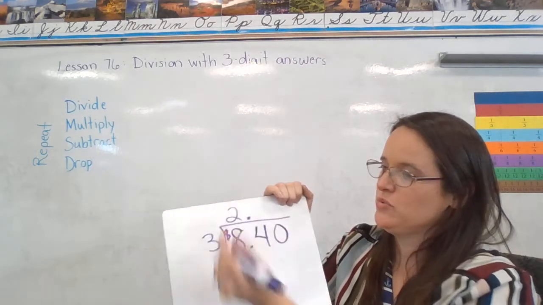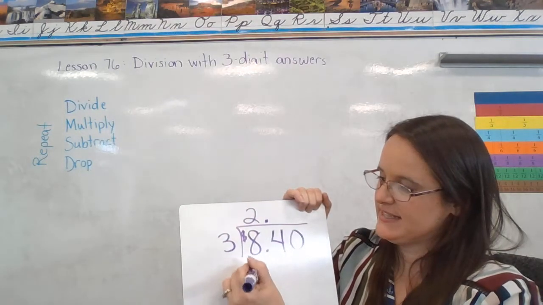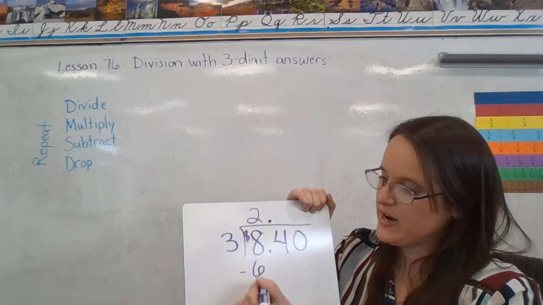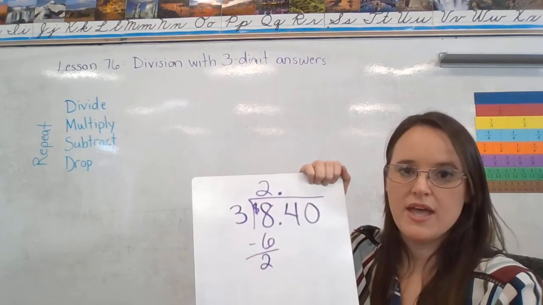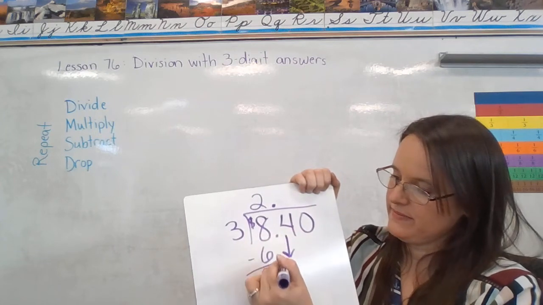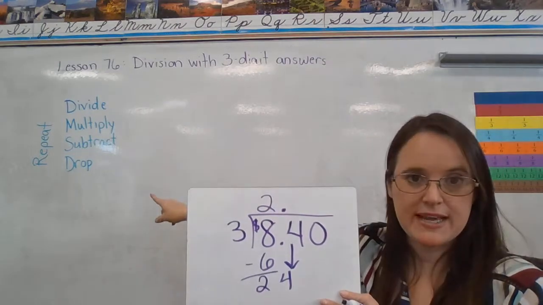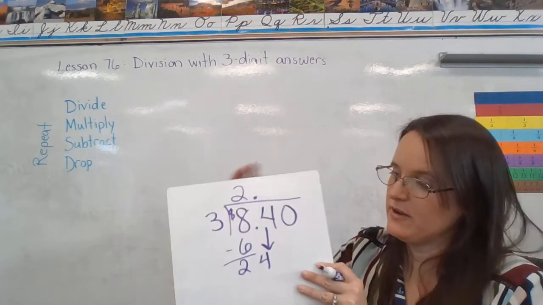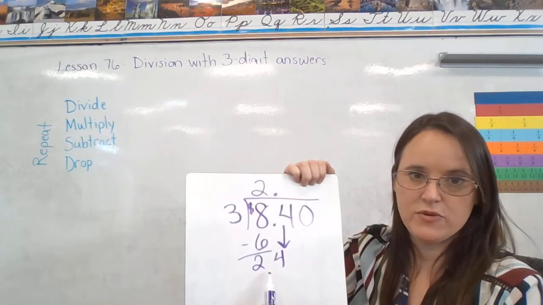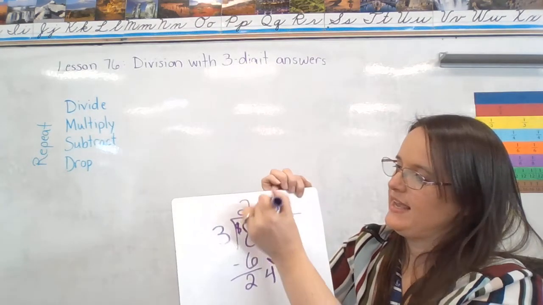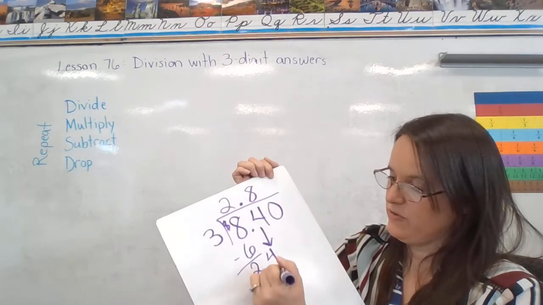That would be 2. Then we multiply. 2 times 3 gives us 6. We're going to subtract. 8 minus 6 is 2. And then we drop our next digit there. We've gone through all 4 steps. So now we start over at the beginning. We're dividing. How many times can 3 go into 24? 8 times. Multiply. 8 times 3 is 24.